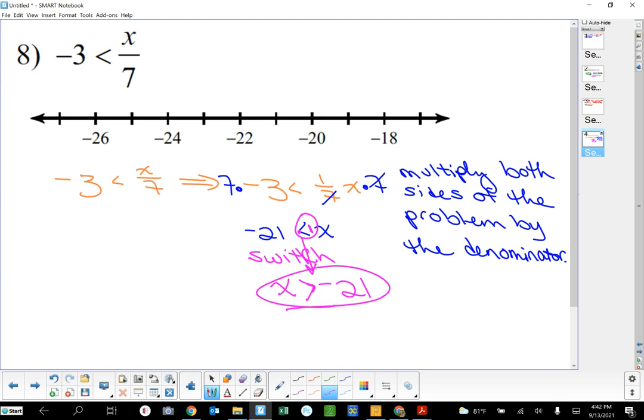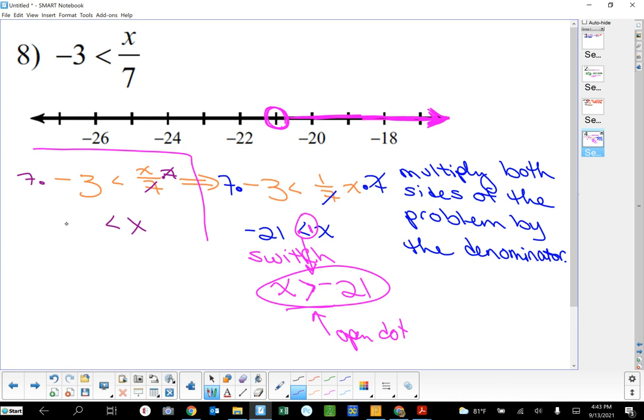And then if x is greater than negative 21, that's an open dot. It would go on negative 21, right between negative 20 and negative 22. So that would be right here. And then greater than would be this way. Okay, so you don't have to write this 1/7 here. If you want to just multiply by 7 and multiply by 7, you can maybe see that easier. x is greater than negative 21, whichever is easier for you.